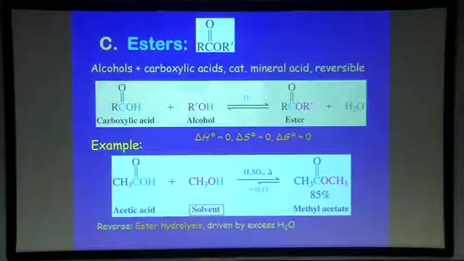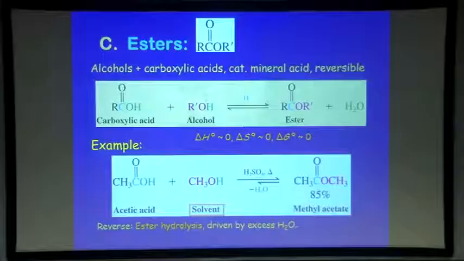An equilibrium that can be driven by using the excess of any one of the starting materials. So if your carboxylic acid is the expensive part and you want to turn it into an ester, use a cheap alcohol, methanol or ethanol, as a solvent, and that drives us to the right. If the alcohol is the expensive part, then you use a cheap acid like acetic acid to make the ester and use excess of it. That drives it to the right.